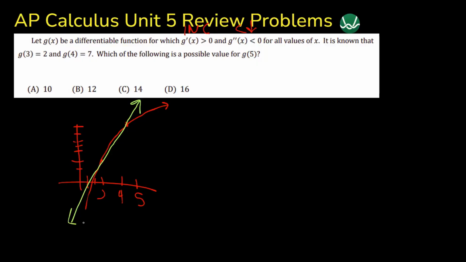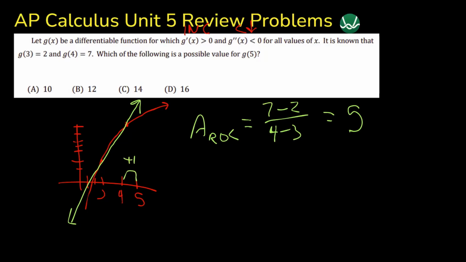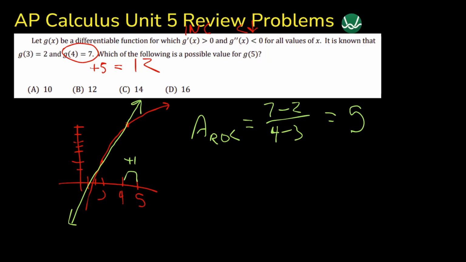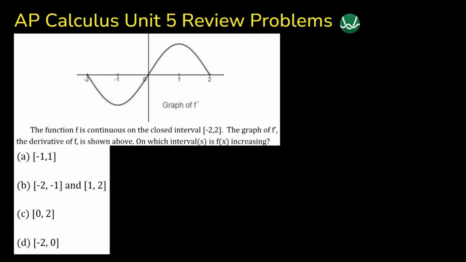So if I look at the secant line from 3 to 4, that gives me an average rate of change of (7 minus 2) over (4 minus 3), which would be 5. So if I go one more unit to the right, that means I have to go less than 5 units up. So if I'm currently at 7, if I add 5 to that, you would get 12. We know that the value of g(5) has to be less than 12. Only choice A.